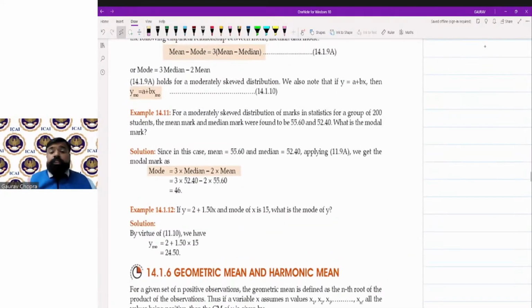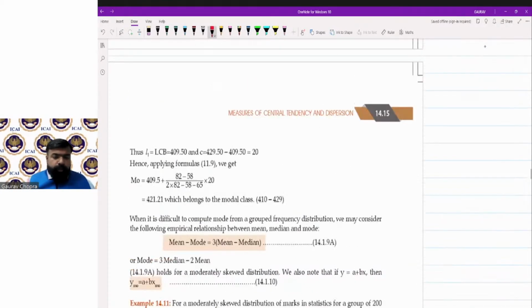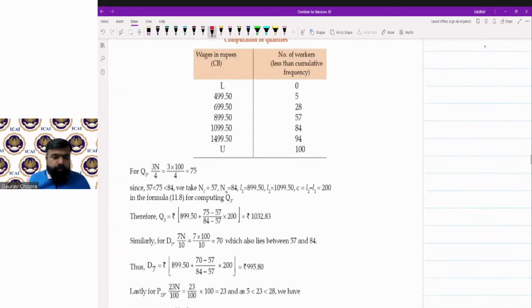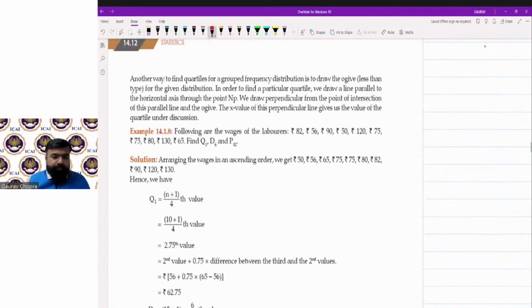HMGM we will be covering in the next session, which is on Tuesday. Mode will also be covered again in the next session.